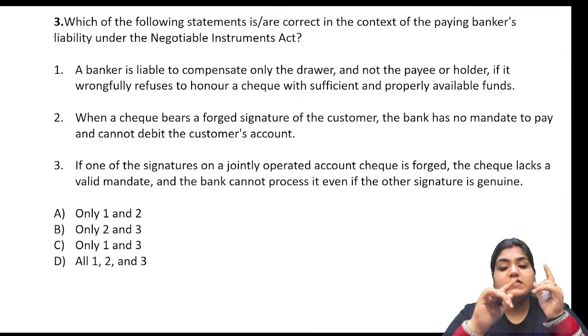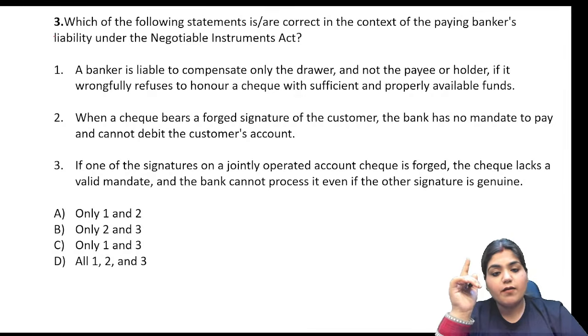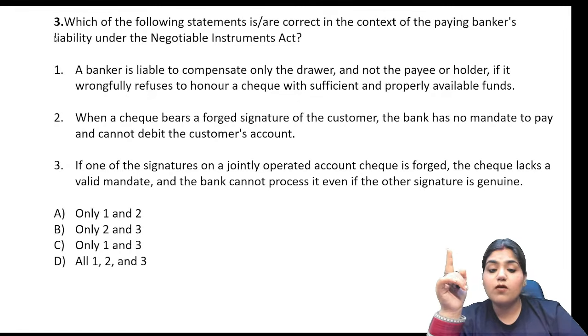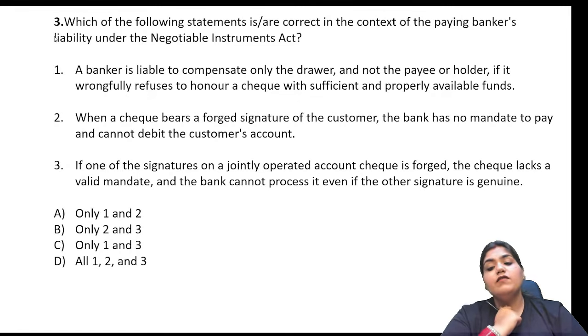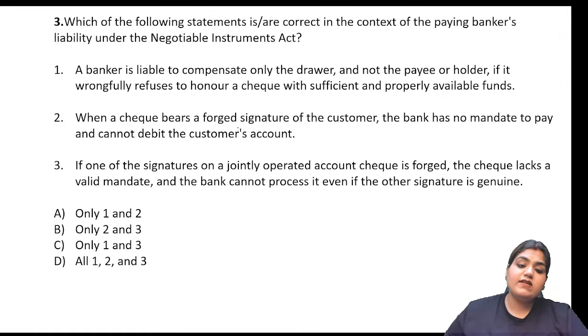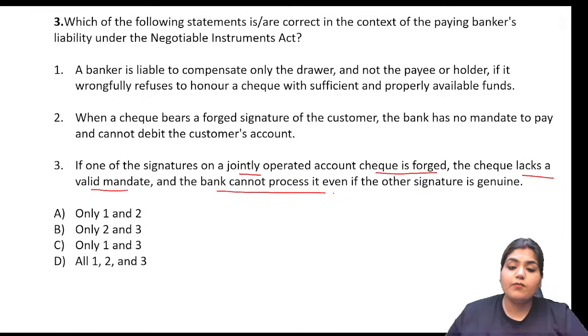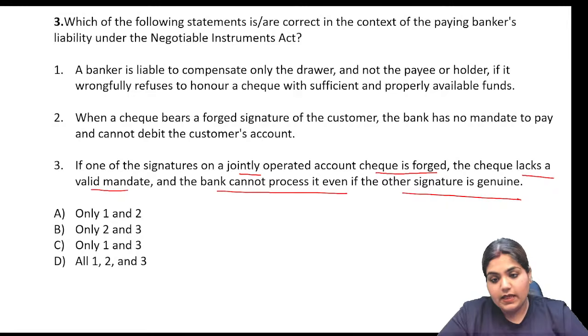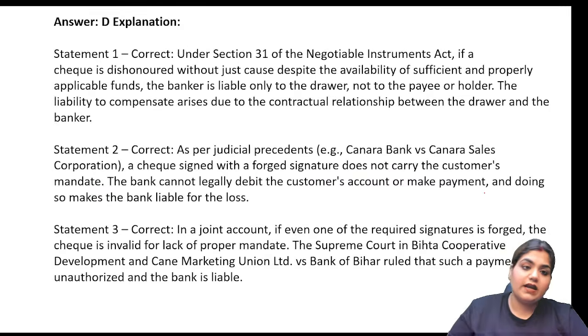Second, there is a judicial precedent. We have talked about the Canara Bank case. In Canara Bank versus Canara Sales Corporation, a check signed with a false signature does not carry the customer's mandate. Statement number 3 is again correct. If one signature on a jointly operated account check is forged, the check lacks a valid mandate and the bank cannot process it even if the other signature is genuine. All the statements that are given are correct. D is the correct answer.